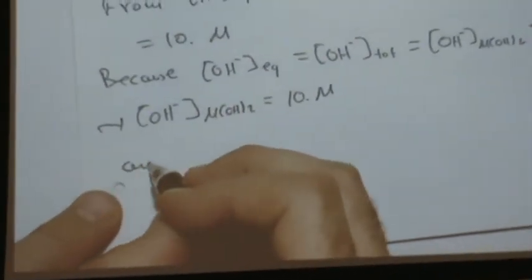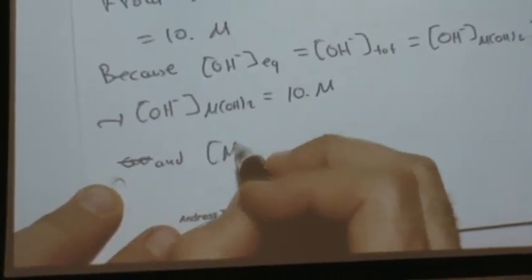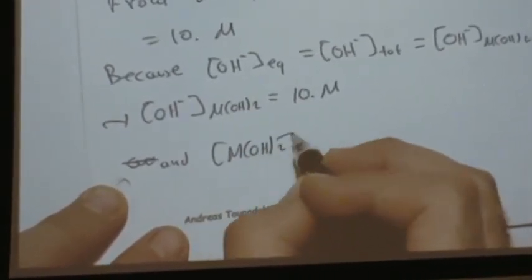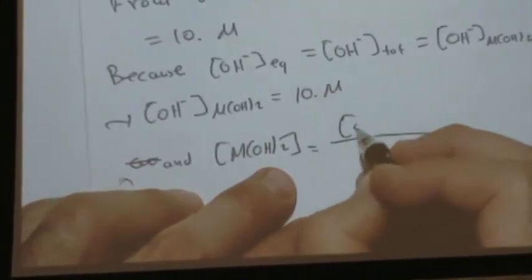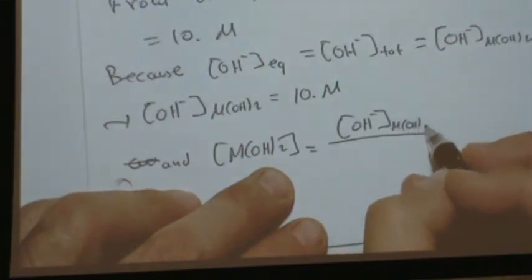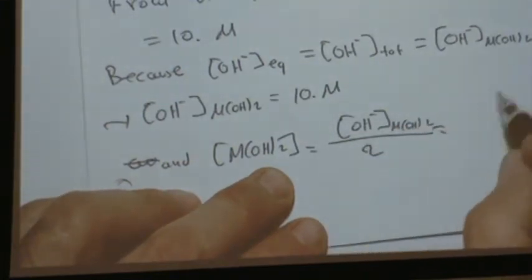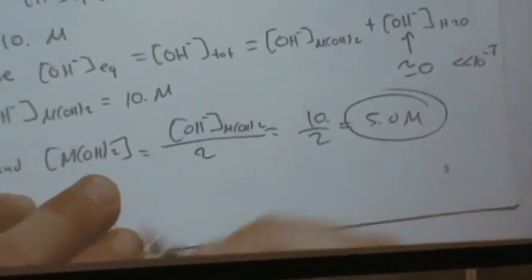And therefore, the concentration of the base will be equal to OH minus from the base divided by 2, which is equal to 10 divided by 2, which is equal to 5. That's it.